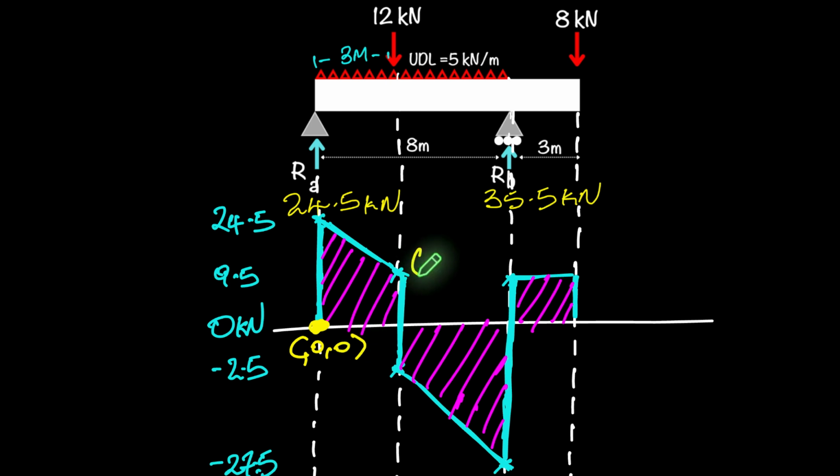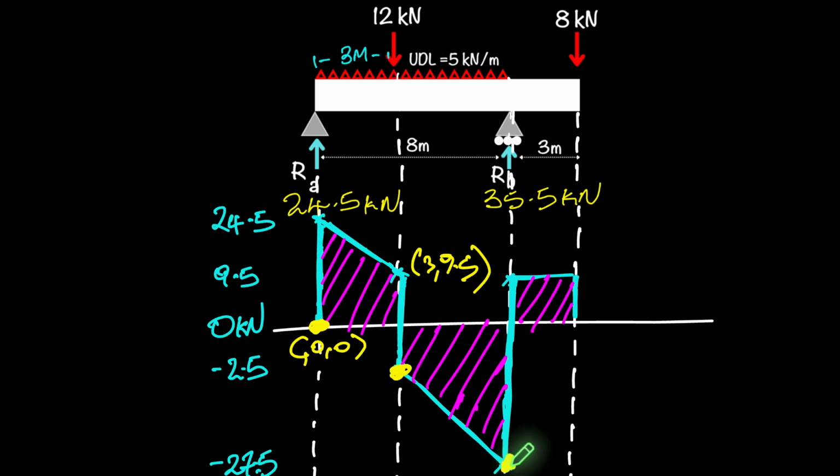So this would be our 3, 9.5 point. And then from there, we would have that sudden drop at the 12 kilonewtons. So that's where this now would come down to that negative 2.5 right there. So that would be 3 and negative 2.5, that point. And then we'd be dropping further on with the UDL.